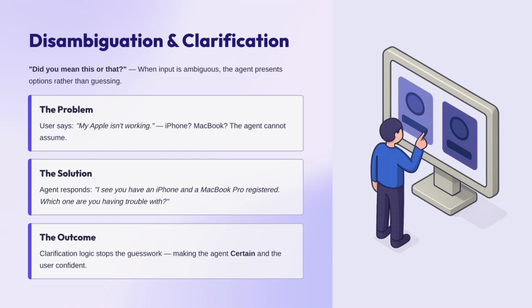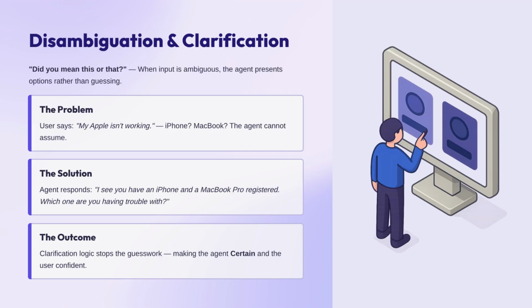You've probably noticed at the office how much confusion happens when people assume they know what you mean. Clarification logic stops the guesswork. Stay with me here because this is the people pillar in action, being clear and helpful. Let's break this down together. We are making our agent certain.